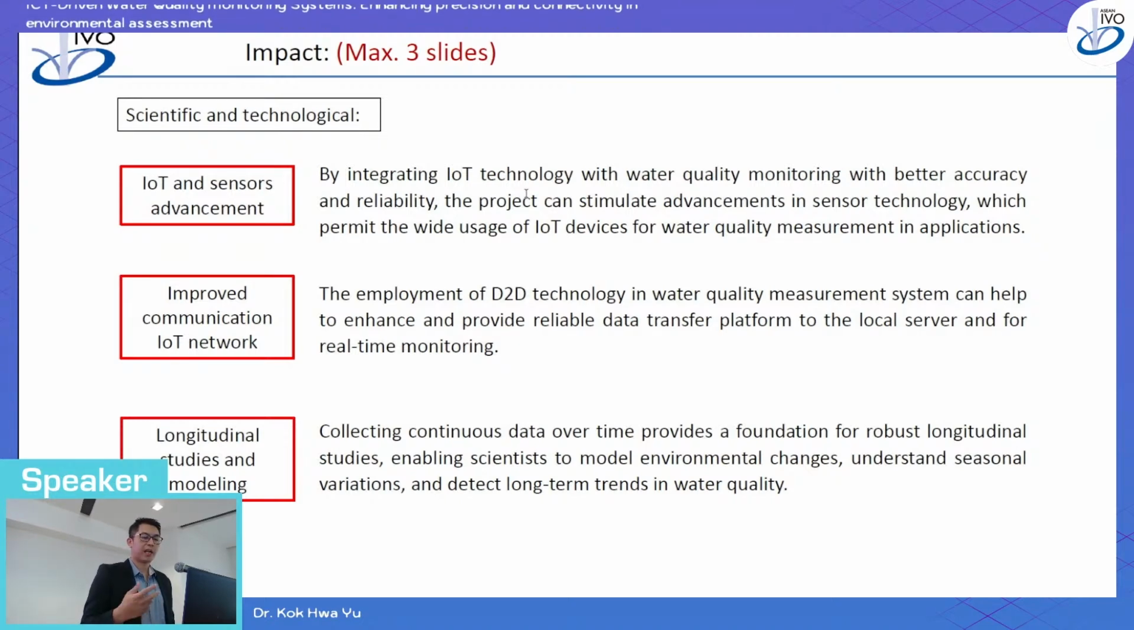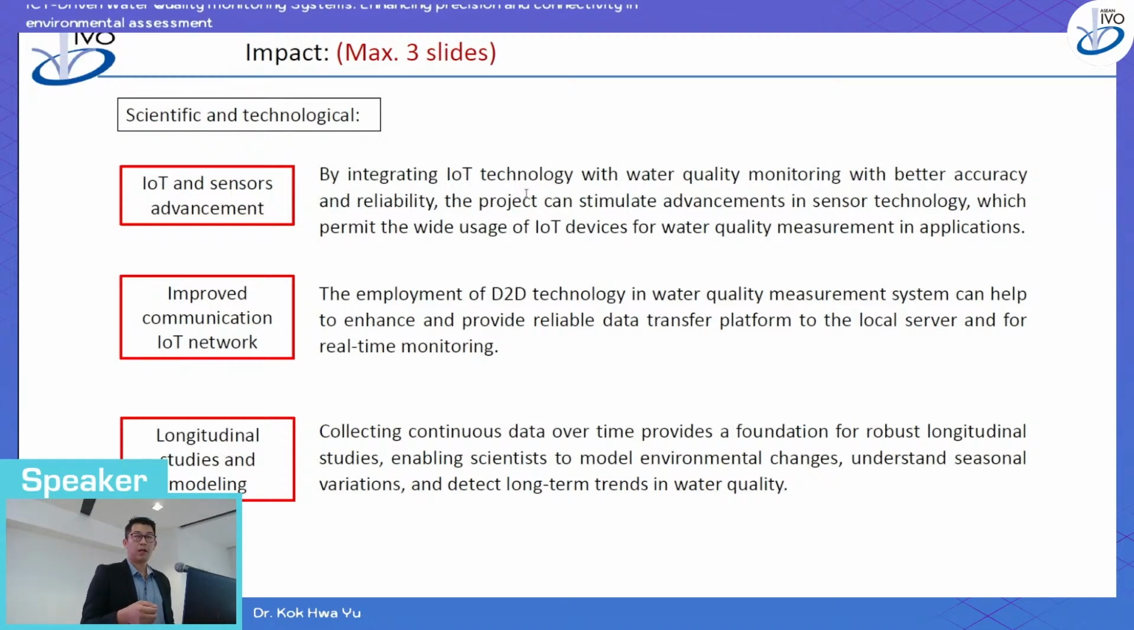Second one, try to improve the IoT system network. So we have a problem in urban and also in rural areas, where we have buildings and trees. So passing the information using IoT device to device is a challenge. So the second one is to improve it using D2D technology. We have experts in D2D. We can implement that and try to improve the system.